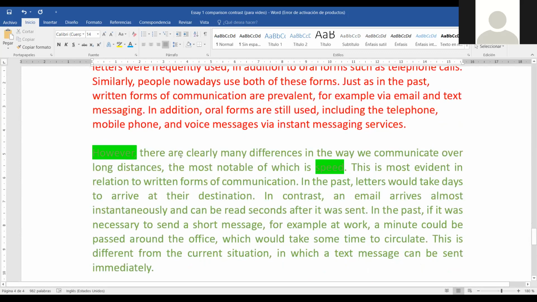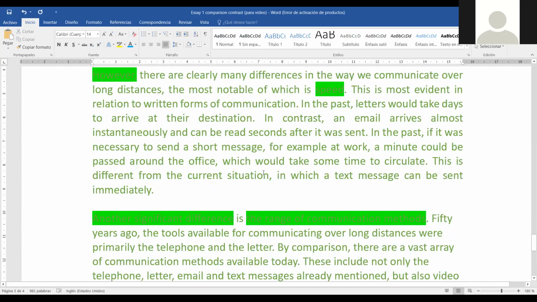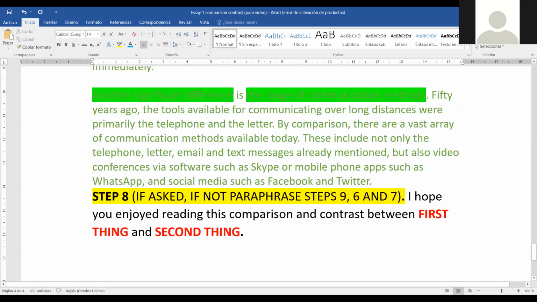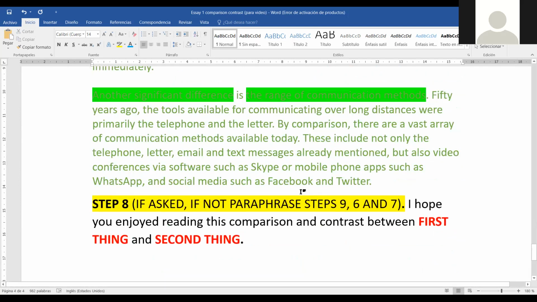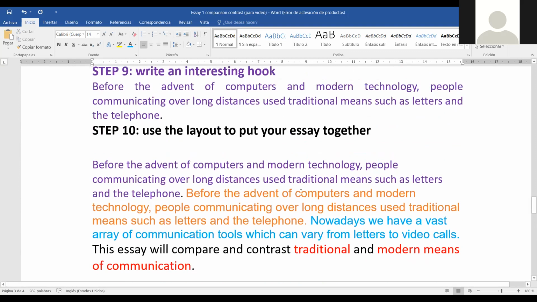Basically, the green ones are about differences. You have there the transitions, the connectors. Then I'm ready to finish. I am not asked to say if I prefer one or the other one. That's not my task. And be careful about that.